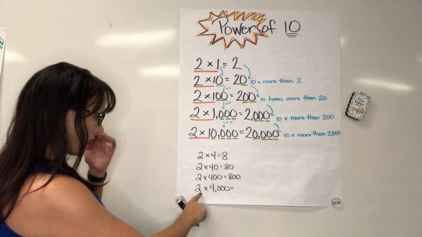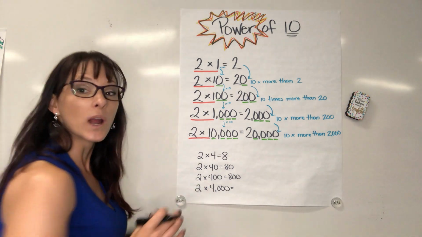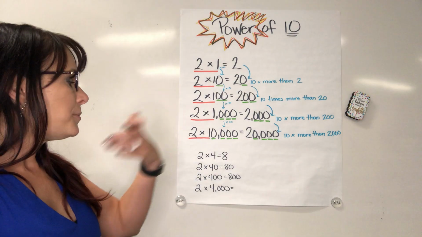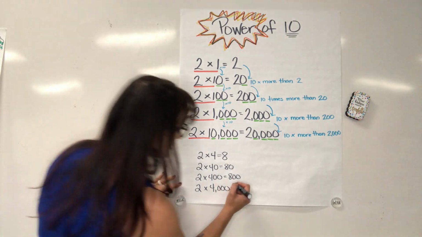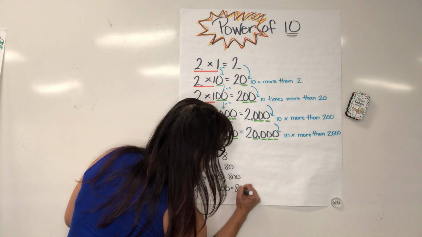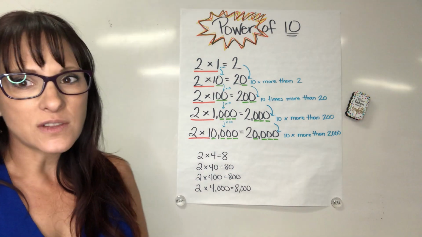Okay, and our last one, 2 times 4,000. So we look at 2 times 4, but then we apply it to the thousands place. So we move it all the way over to the thousands place and we get 8,000, okay?